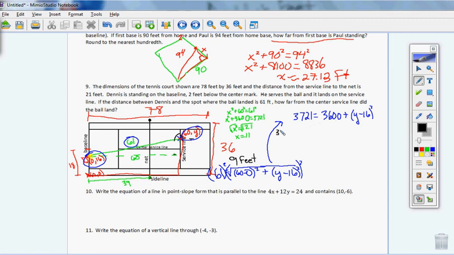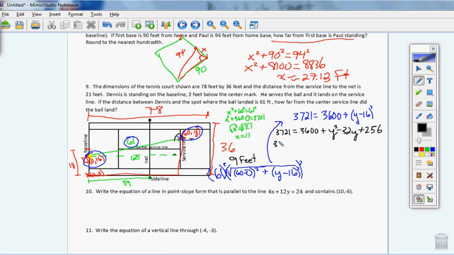Keep the ugly 3721 equals 3600, but we want to expand that binomial. So how would we do that? Again, binomial expansion, something we're going to do a lot this year. You really have that times itself and you FOIL. So this would be minus 32y and then plus 256. All right, so where would we go from here?